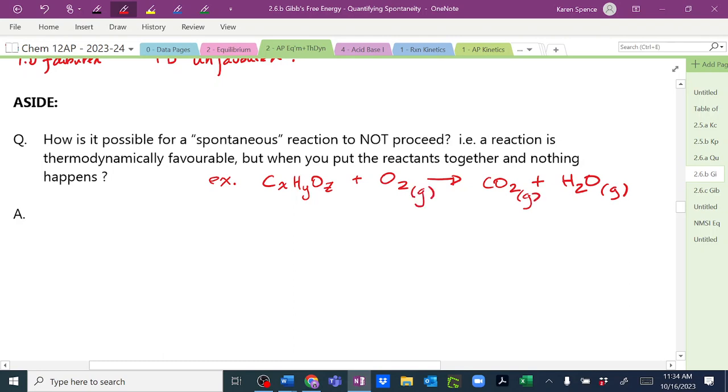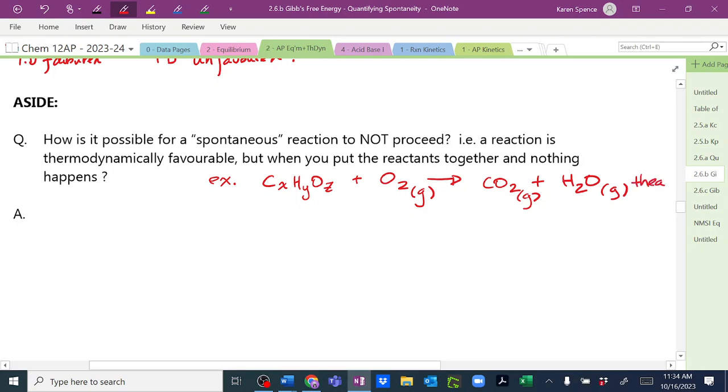Yeah, the activation energy is very high. Even though something may be favored thermodynamically, if the activation energy is too high, it just can't get started. If it gets started, it will go and go and go, but it just might not be able to get going.